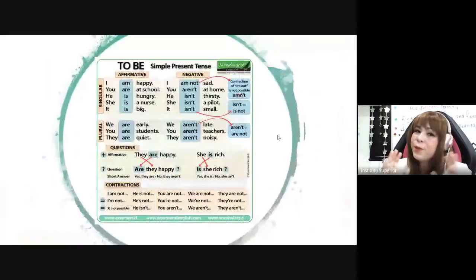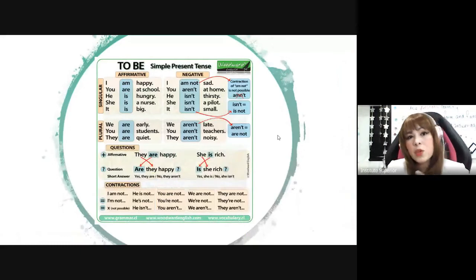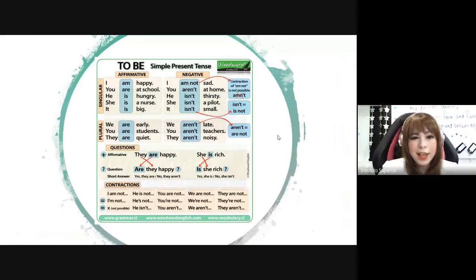Okay, now let's review something about the verb to be. Remember, verb to be is the most special verb in English. It is an auxiliary, it is a verb itself, it helps us with everything. It is involved in everything, everywhere in English, right? So we have here verb to be.